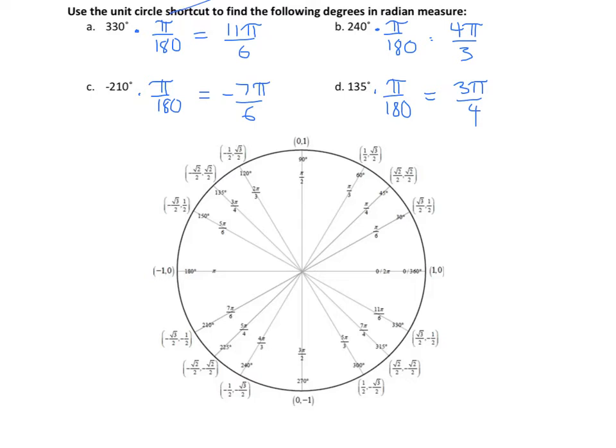We want to memorize that 330 is 11 pi over 6. We would memorize that 240 is 4 pi over 3. And if positive 210 is 7 pi over 6, then negative 210 is just negative 7 pi over 6. And then 135 is 3 pi over 4. So all of these angle measures in degrees and radians should be memorized eventually, which will make the converting a lot quicker and easier. We won't have to use the times pi over 180 formula.